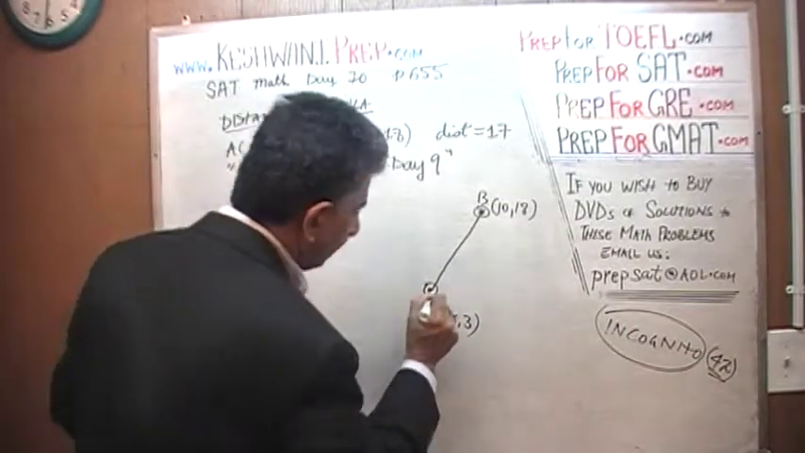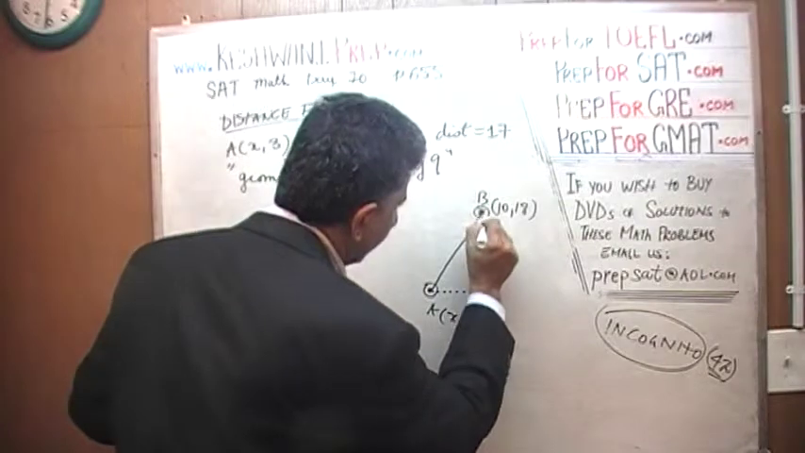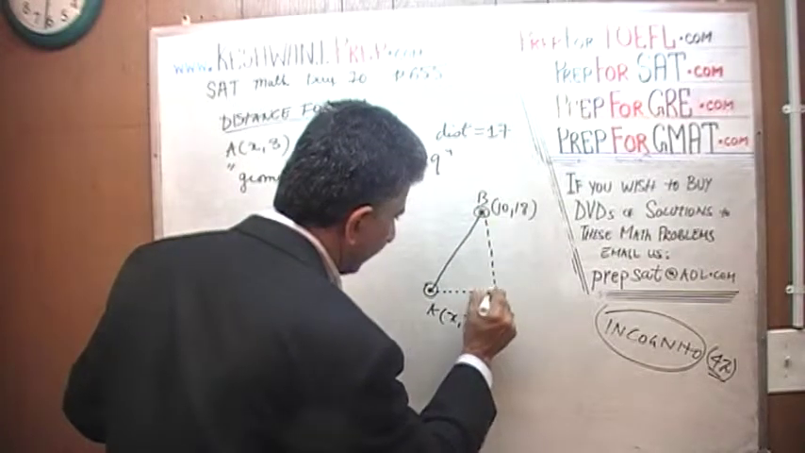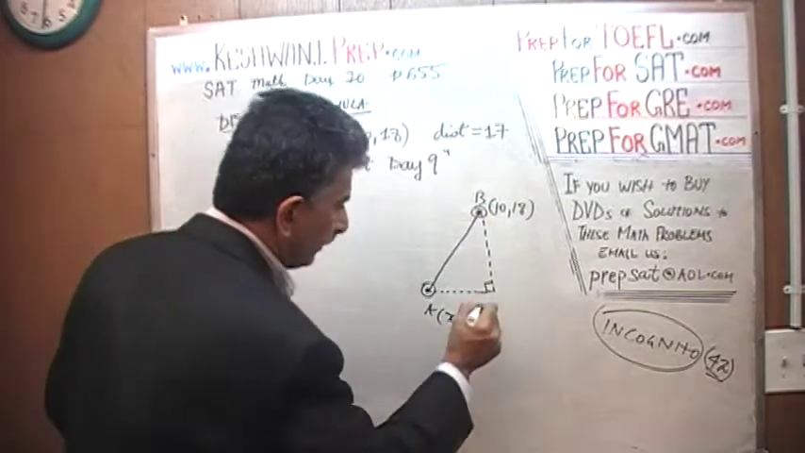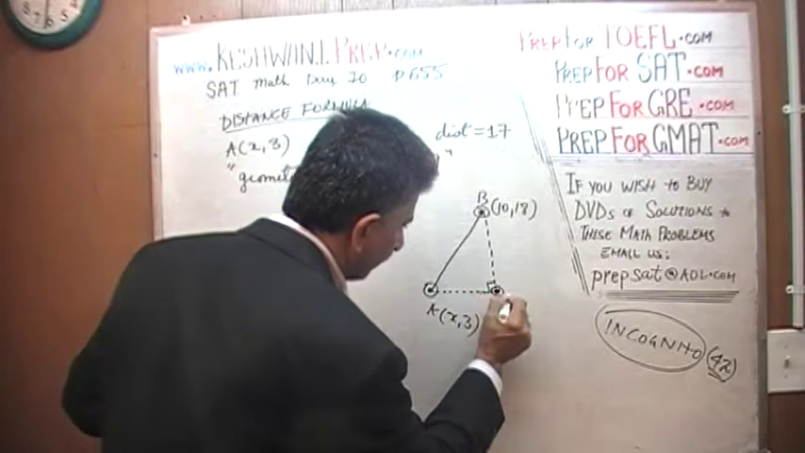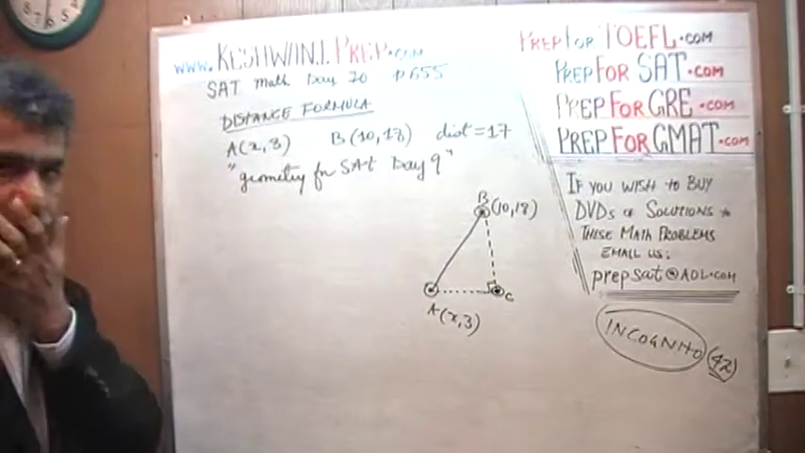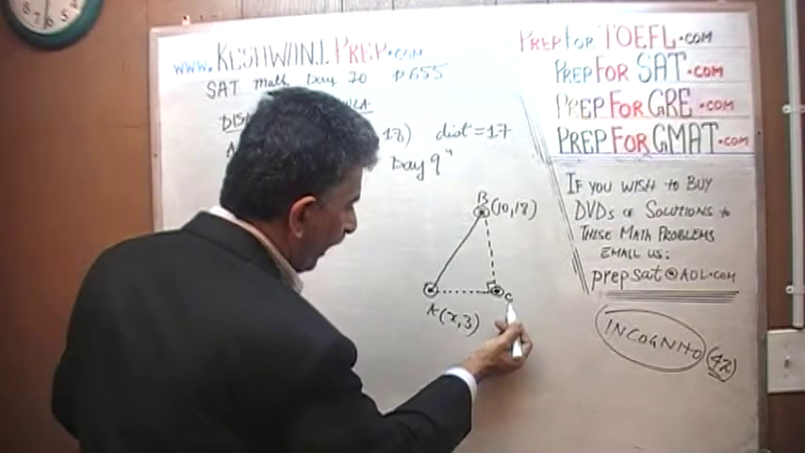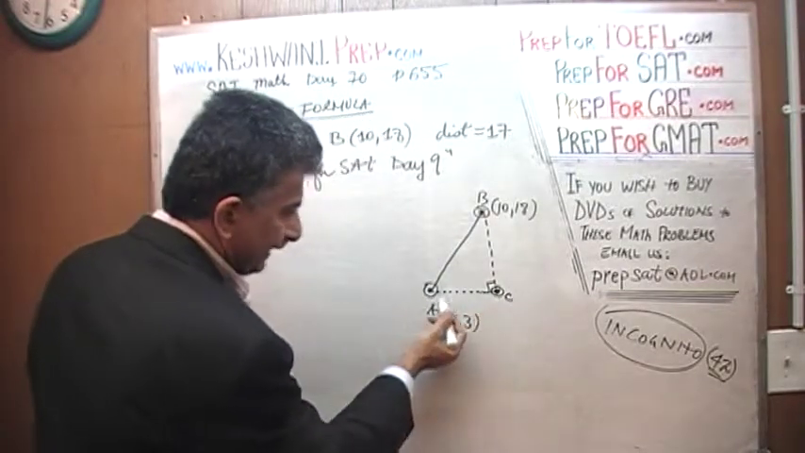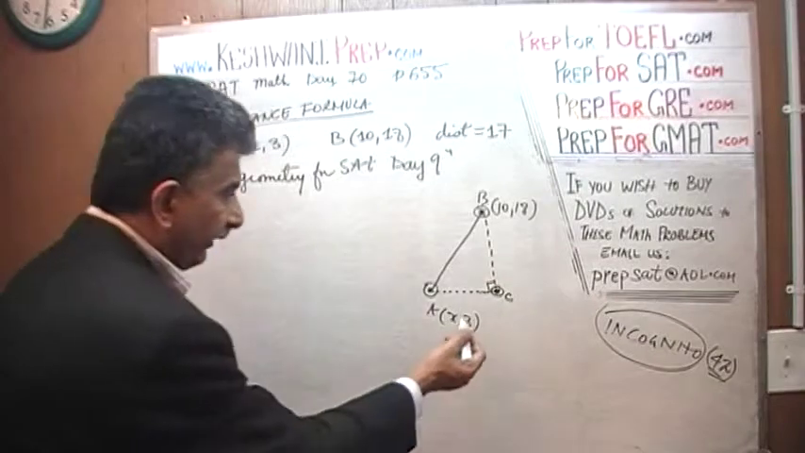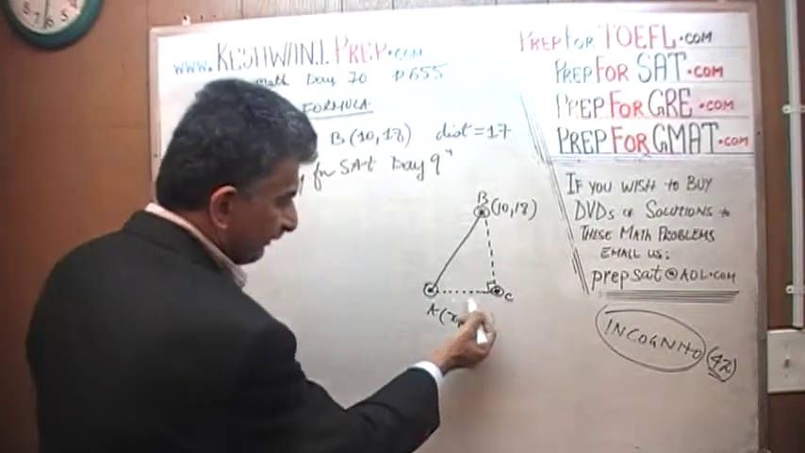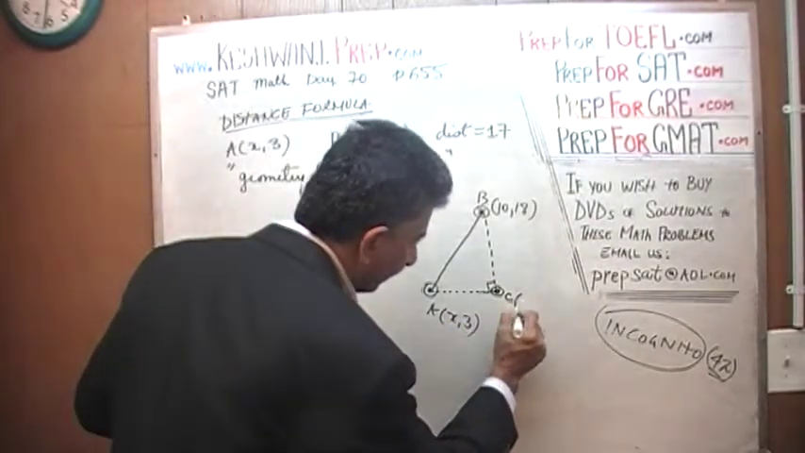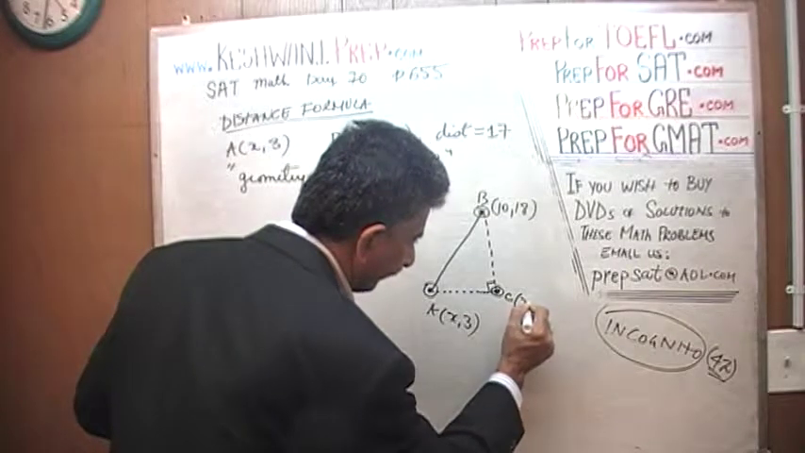Well, what we do is we make a triangle right there. We make a right angle triangle. This is 90 degrees. Can you tell me the coordinates of this point? Let's call it point C. This point C will have the same y coordinate as point A because they are at the same level. Because it makes a 90 degree angle, it's at the same level.